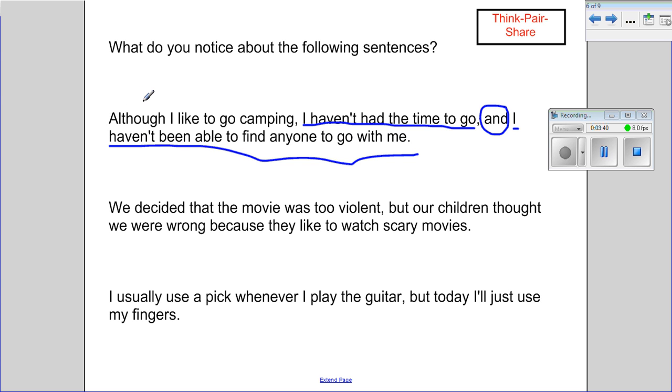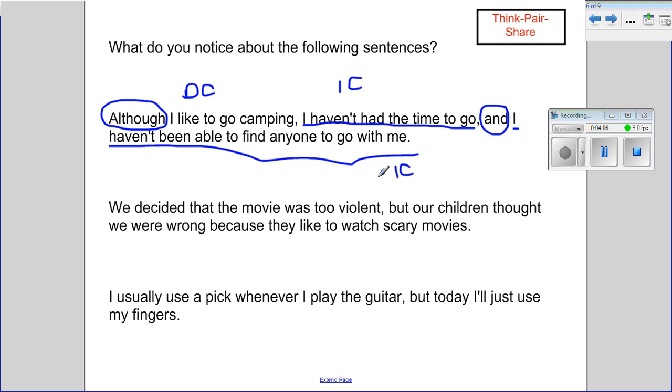But if I look over here at the start of the sentence, I'm going to see that here is one of the subordinating conjunctions that we've been learning about. Although I like to go camping. So we know here that this is a dependent clause. And I'll mark these really quickly as independent clauses. So this is interesting. We have a compound part of our sentence, and we also have that DC, which kind of makes our sentence complex.